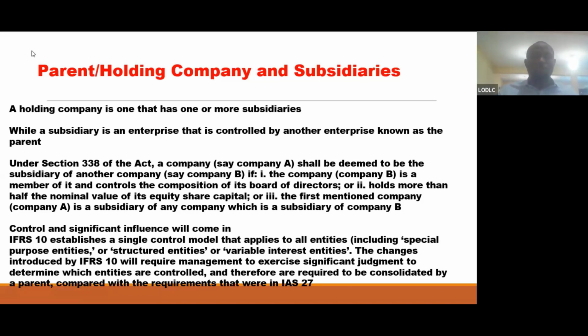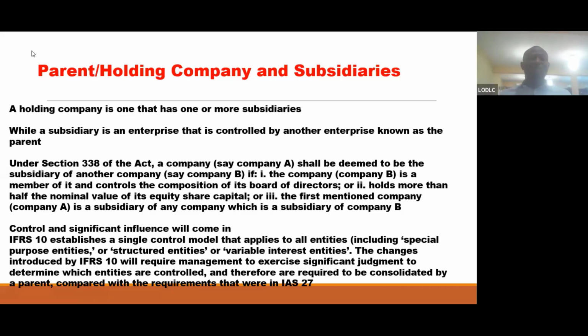Now, when we want to explain the holding company and a subsidiary company, we'll be talking about a holding company, which is a parent company, as one that has one or more subsidiaries. While a subsidiary itself is an enterprise that is controlled by another enterprise known as the parent. So it is the parent that controls the subsidiary. Without a parent, there won't be any subsidiary.